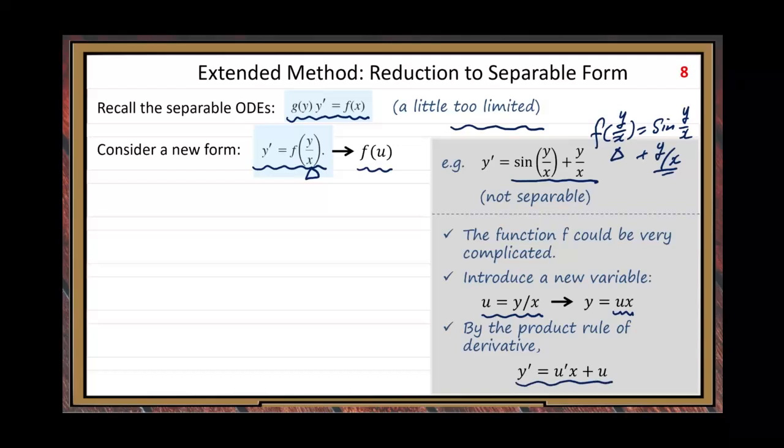Let's replace y prime in the original equation with this new form and update the equation. We will get u prime x plus u equals f of u. Now, you examine this equation again and see if it is separable.